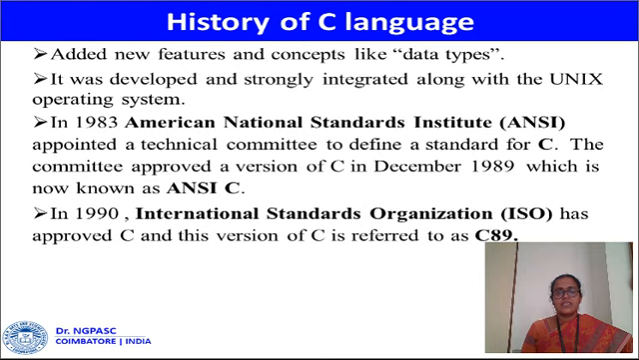The C language added new features and concepts like data types. It was developed and strongly integrated along with the Unix operating system, and in 1983 the American National Standards Institute appointed a technical committee to define a standard for C. This committee approved a version of C in December 1989, which is known as ANSI C. In 1990, the International Standards Organization, ISO, approved C, and this version of C is referred to as C89.